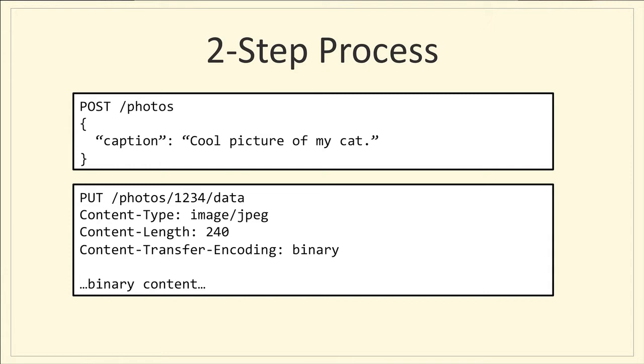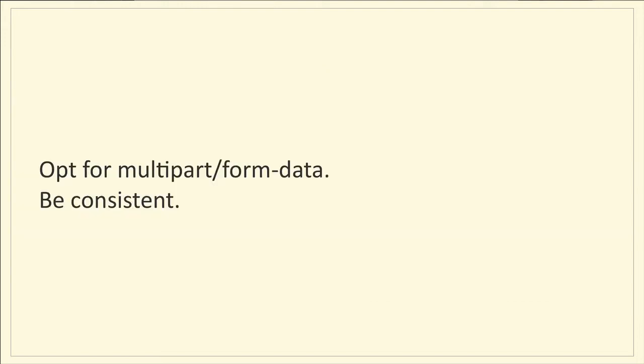And I always say, opt for multipart form data first. There are a lot of tools out there that will help you do this as a client, and that's pretty significant. A big thing, though, is no matter which one you choose, and I think multipart form data is the way to go, just be consistent. Don't have 3 or 4 different ways in your API to upload a file. It's just not worth the headache.